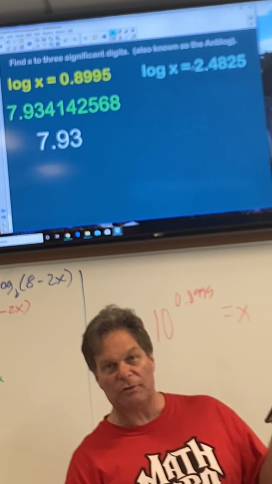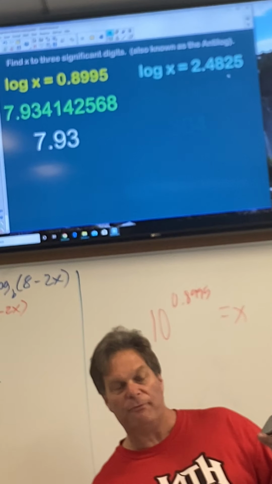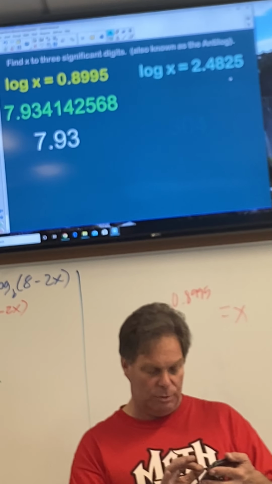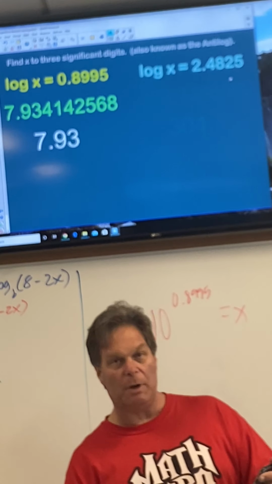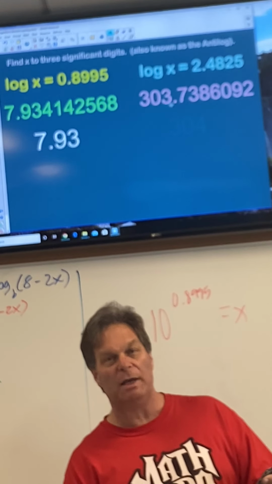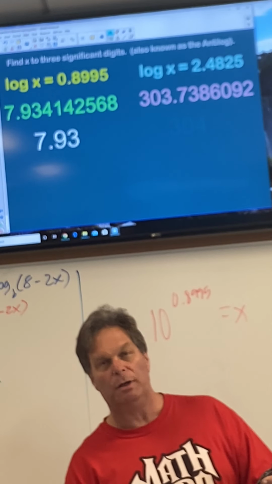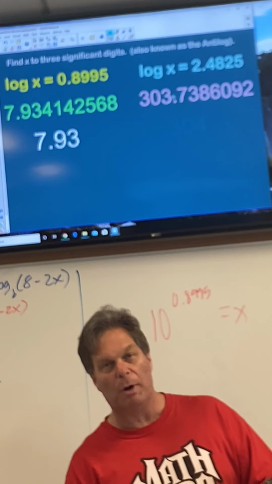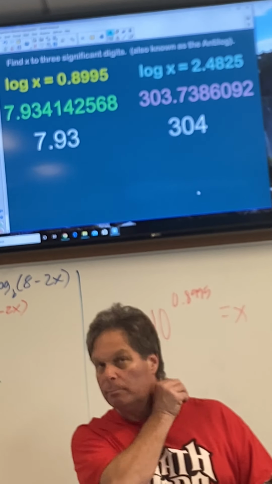Okay, how about this next one over here? Well, it's going to be, look, 10 raised to the 2.4825 power. So I'm going to do 2.4825, 10 to the x. That's 303.738, and so on. Right there, 303.738, right? To 3 significant digits. Now look, 1, 2, 3, there's my third significant digit. The one next to it is 7, which is 5 or bigger, so it bumps this up to a 4. So to 3 significant digits, this is 304.